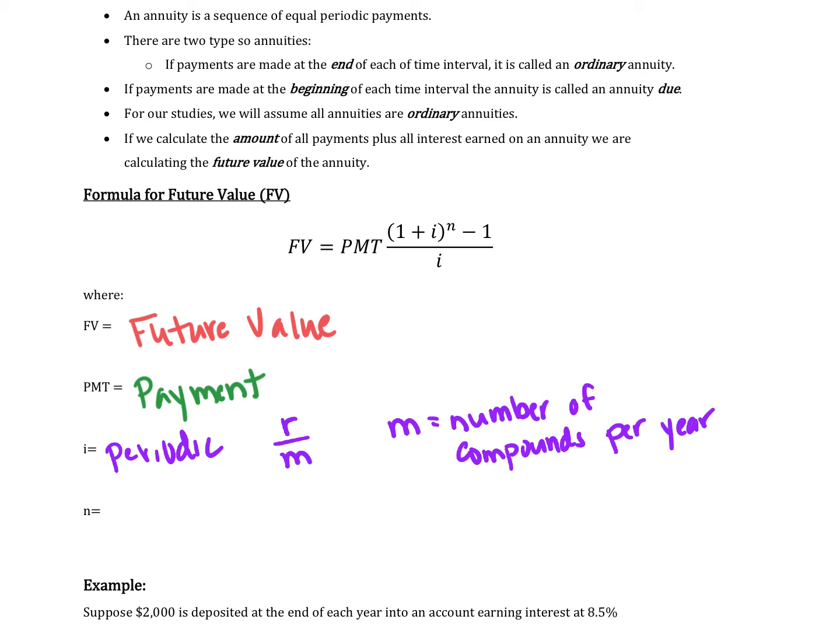And then the last variable we're defining is that N variable. N is going to be the number of periodic payments, the number of payments you're making. That's dependent upon M times T, the number of compounds per year times the number of years. So that's M times T there.